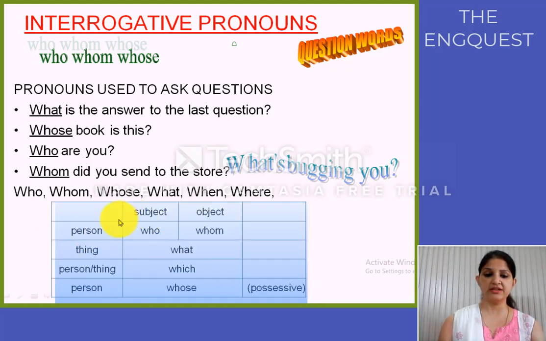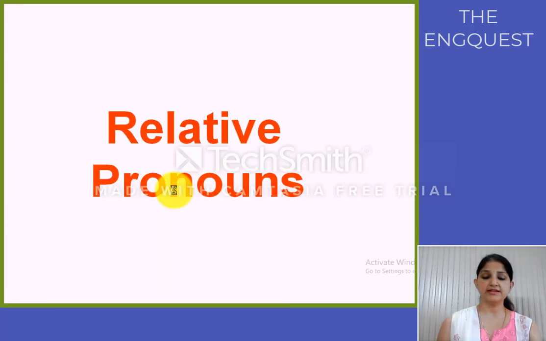Here in the table we can see if we talk about a person, in the subject place we use who, and in the object place we use whom. If we talk about a thing, whether it is a subject or an object, we say what. And if we talk about a person or a thing, we use which. And for a person, subject or object, if we are talking about possession, we will use whose, like whose pen is this? Let's understand the next pronoun, which is relative pronoun.